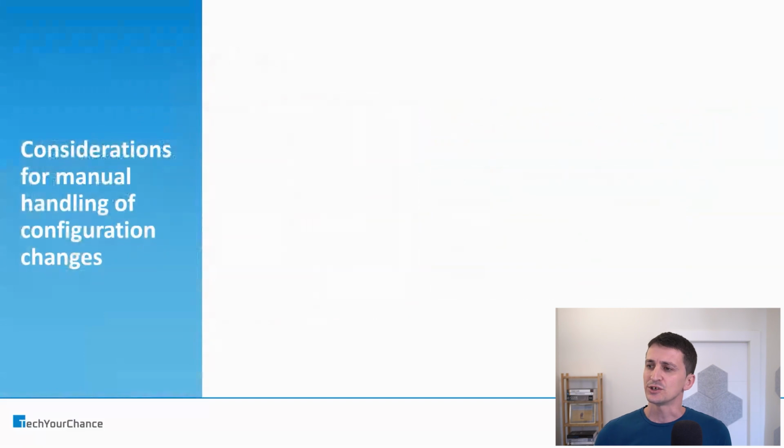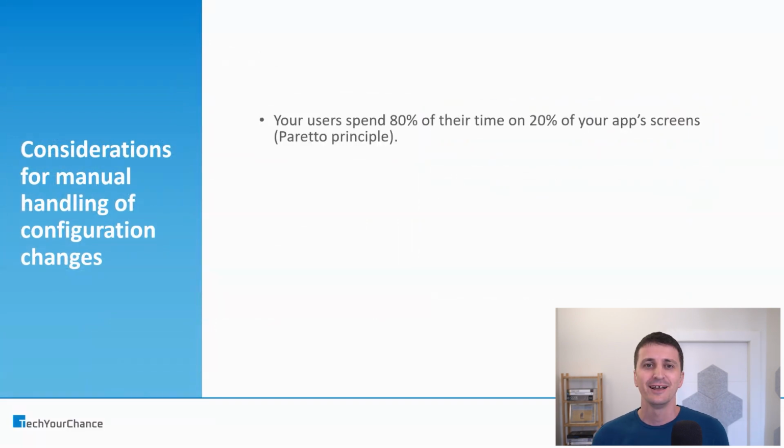So what are the considerations that you need to take into account when deciding whether you want to handle configuration changes manually or not? First of all, please realize that 80% of the time your users spend inside your app will be spent on 20% of the screens of your application. That's the so-called Pareto principle, also called the 80-20 rule. So most of the time your user spends will be spent on a smaller portion of the screens.